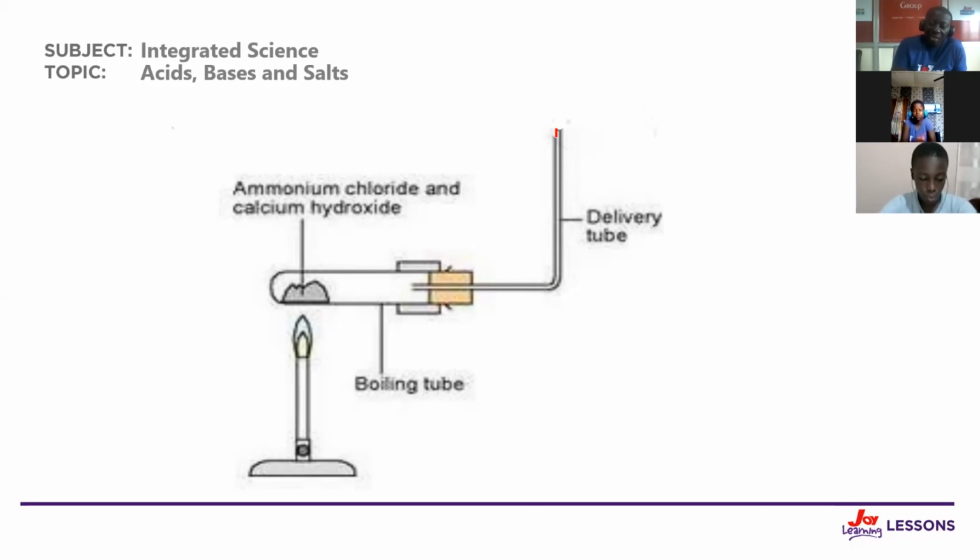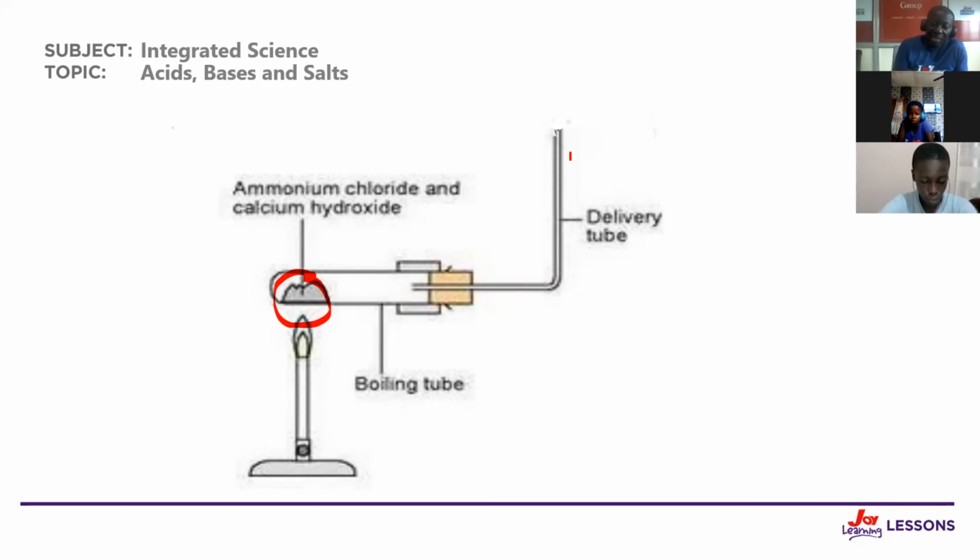So we have this setup. We have the ammonium chloride here at the back of the glass, and then we heat it with fire from the Bunsen burner. So this is the Bunsen burner. As you apply the heat, the base you have mixed with the ammonium salt reacts with it, and the ammonia gas begins to come out.